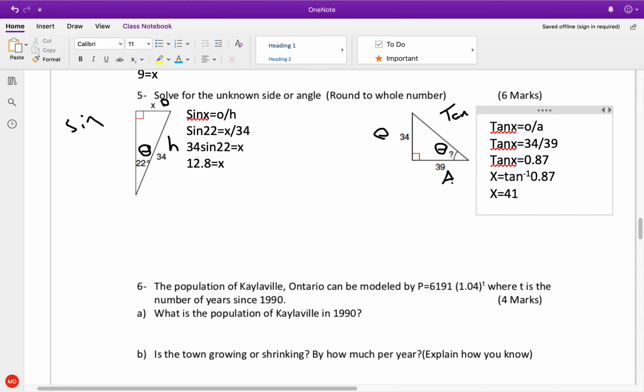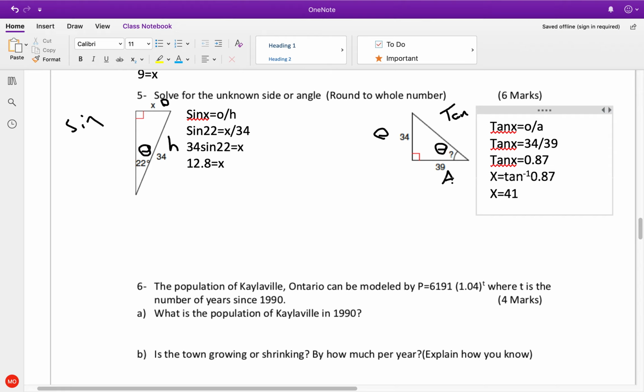All right, now we're going to go down to Cayleville. The population of Cayleville, Ontario, can be modeled by this equation, where T is the number of years since 1990. So the population of Cayleville in 1990, so we know since 1990 is this equation, so the population must be this number, since that's the original amount in that year, so 6191.